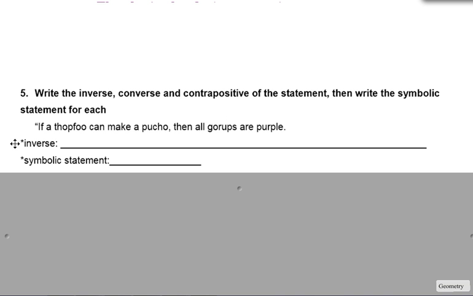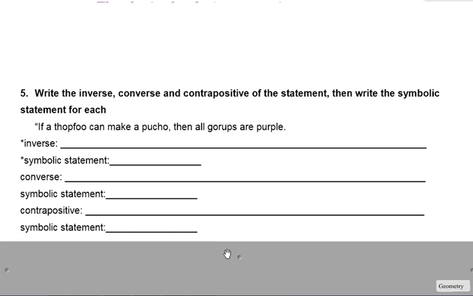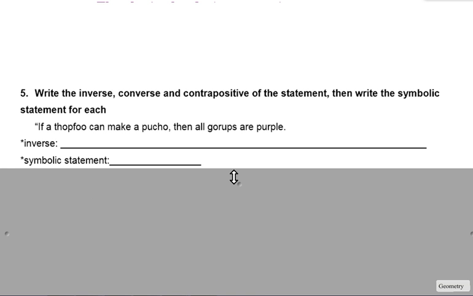I've only done the inverse and the symbolic statement. So the rest of it, converse and contrapositive, is all on you. All right, so let's look at the inverse of this statement. The conditional says, if a thought boo can make a poot show, then all go groups are purple. That makes absolutely no sense.